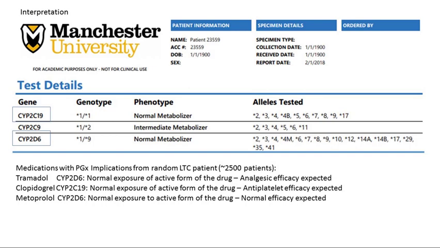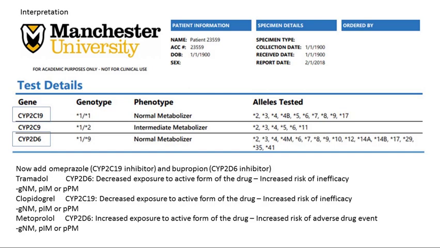So what would we expect here? For CYP2C19, normal metabolizer, clopidogrel is the substrate drug there, and because we expect normal conversion to the active form, again, clopidogrel is a prodrug, well, we expect it to have amplified efficacy. Tramadol, again, CYP2D6, again, normal metabolizer, so we're expecting analgesic efficacy. And metoprolol also, CYP2D6, normal efficacy expected there also.